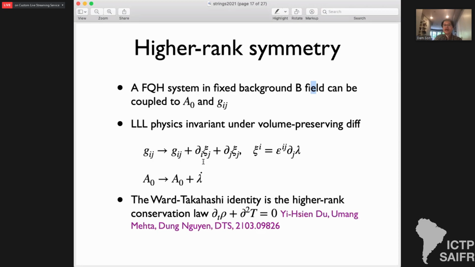The transformation of the metric is nothing but a linearized diff, where the diff coefficient corresponds to a volume preserving, two dimensional diff parameterized by one scalar function lambda. And A0 is transformed under this as a U(1) gauge potential. So the Haldane-Rezayi identity is the high rank conservation law.